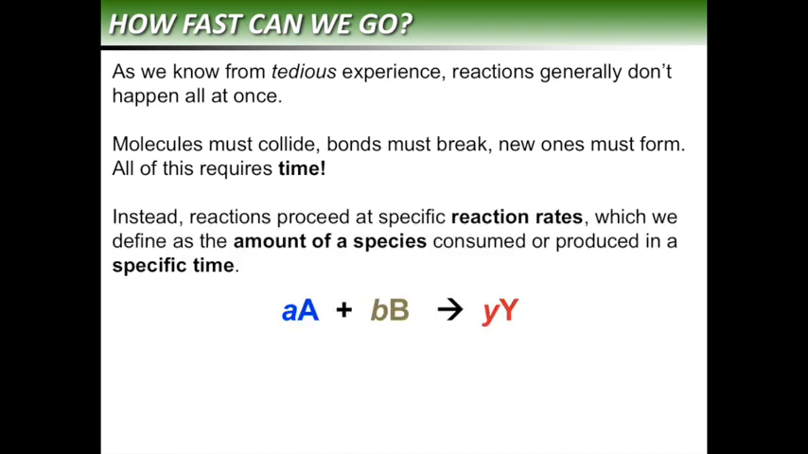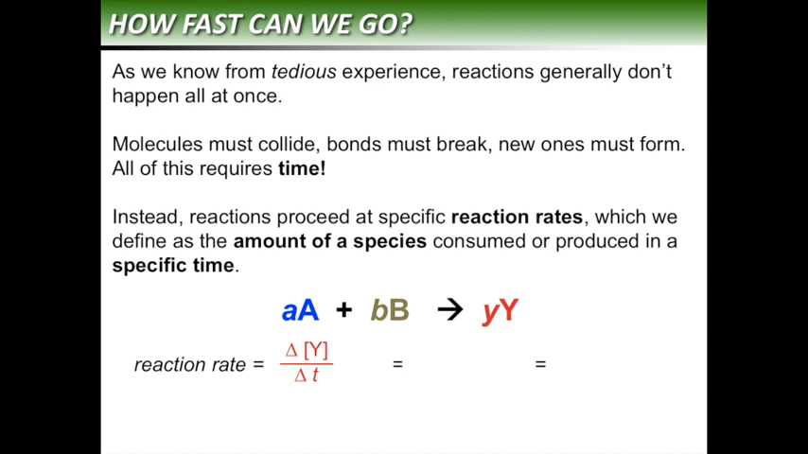In order to define this and to study it, we need to actually say what the reaction rate is. If I define a chemical reaction like this, with A plus B, 2 reactants coming together to yield Y, and you can see there the smaller italic letters are meant to stand in place for stoichiometric coefficients, I can define the rate of this reaction as how much of a species is either consumed or produced over a particular time interval. And the specific number I get will depend a little bit on which of these species I choose.